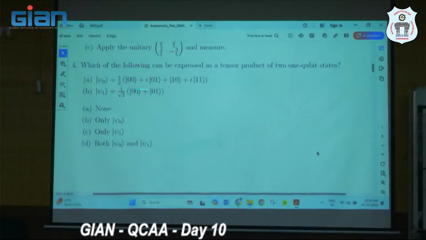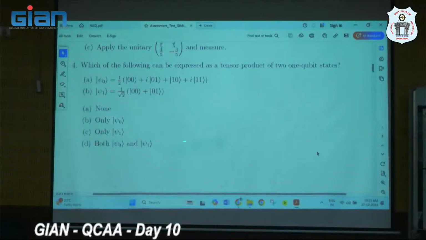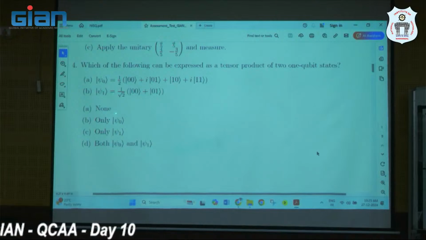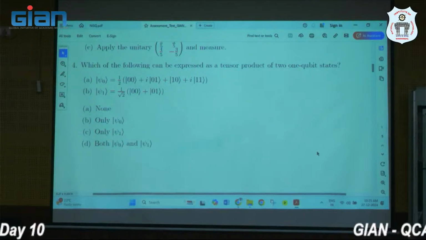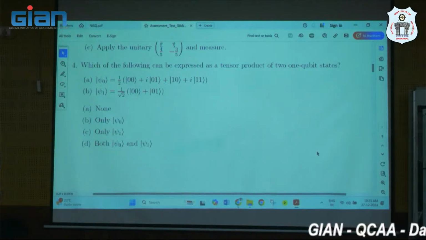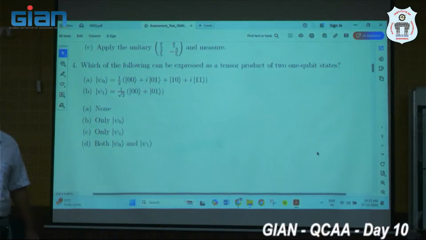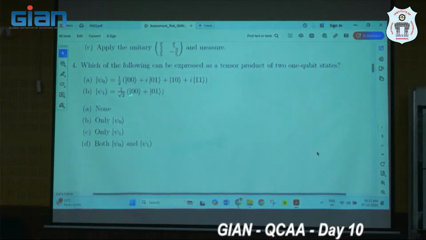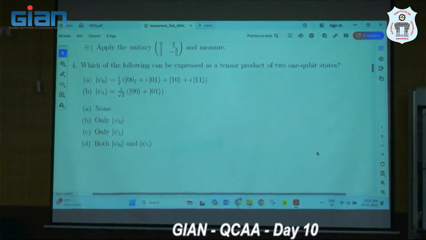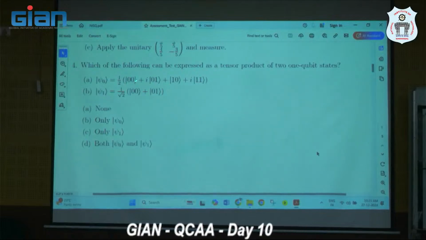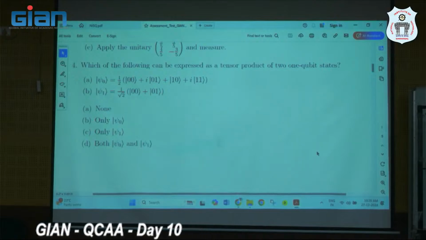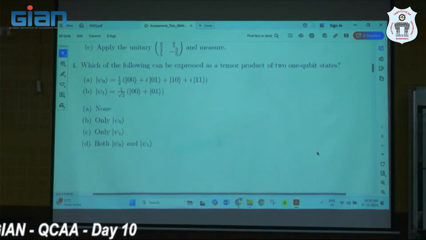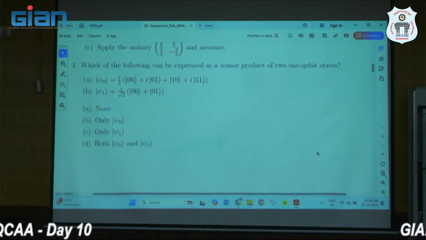Which of the following can be expressed as a tensor product of two 1 qubit states? None, only psi 0, only psi 1, both psi 0 and psi 1. Both psi 0 and psi 1. Correct? Agreed? This one is just 0 plus 1. Here, 0 comes out as 0 plus i1, and 1 comes out as 0 plus i1. So 0 plus 1, 0 plus i1. Agreed? So this is both. Any questions?